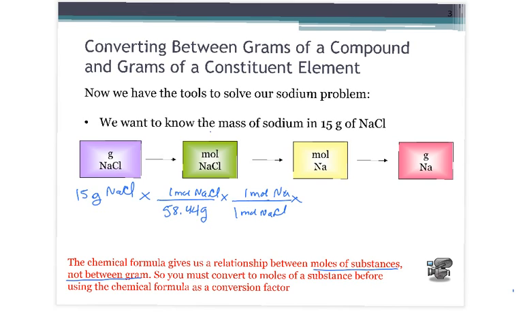Now we want the mass of sodium. So we go back and we do this step here by converting from moles of sodium to grams. And we have 1 mole of sodium is 22.99 grams, and that's just its molar mass of sodium looked up from the periodic table. And we get our grams of sodium chloride canceling out, our moles of sodium chloride canceling out, our moles of sodium canceling out, and we are left with grams of sodium. So we have 5.9 grams of sodium.